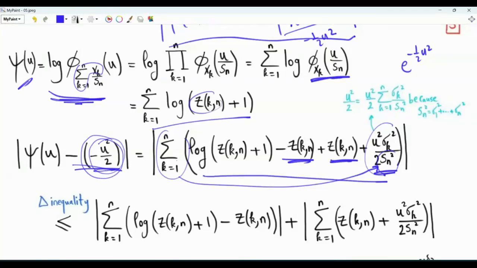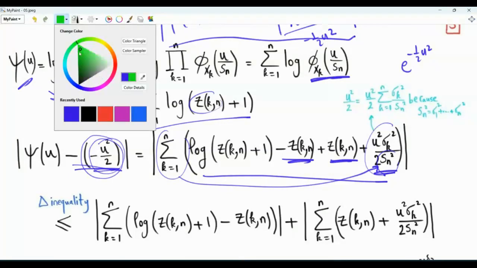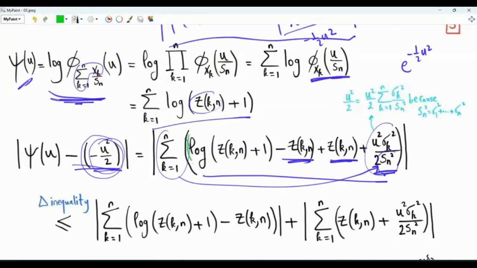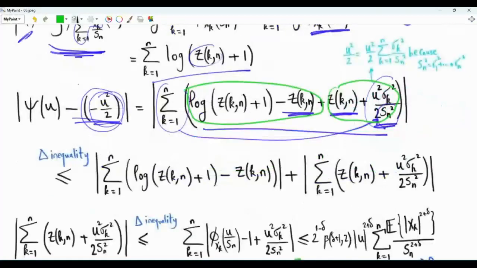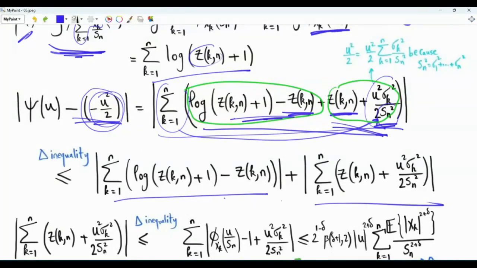So now every term is under the sum. We split into two magnitudes. So we take these two guys together, and we take these two guys together. And by applying the triangle inequality, then this magnitude is less than or equal to this sum involving these two terms, plus the magnitude of the sum involving the other two terms. We upper bound each of these two magnitudes separately. Let's focus first on this.